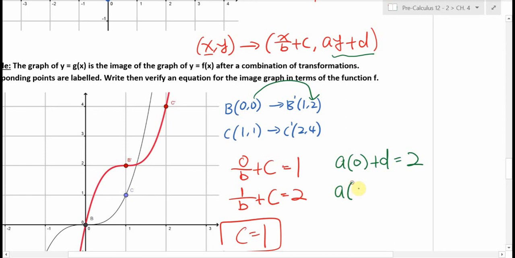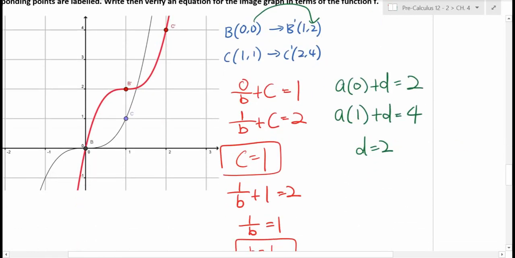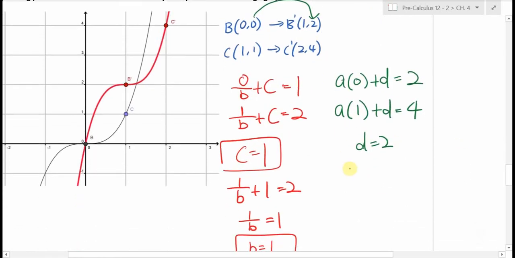So a times the original y value of 1 plus the value of d should give me the new value of y, which is 4. So again, a times 0 is simply 0, which means d has to equal 2. And if I plug 2 into the second equation, a times 1 is simply a, plus 2 equals 4, therefore a equals 2.